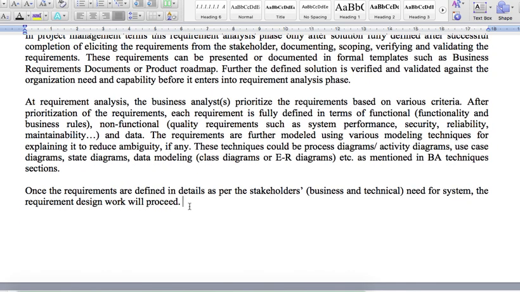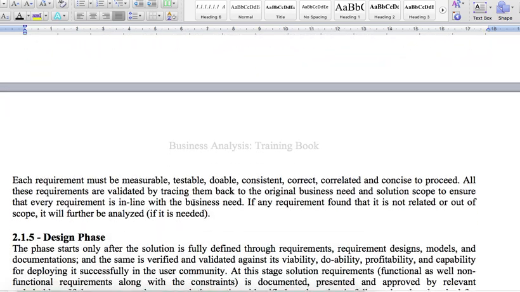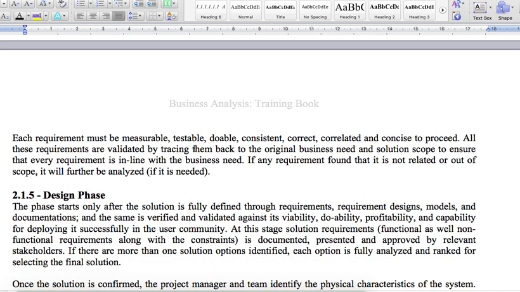Once the requirements are defined in detail as per the stakeholders, that is business and technical needs for the system, the requirement design work will proceed. Each requirement must be measurable, testable, doable, consistent, correct, correlated, and concise to proceed. These are the qualities mentioned for each requirement. When you are verifying the requirements, ensure that each requirement passes this test, or has been verified against these criteria. These are your measurement criteria, or quality criteria, you may say.